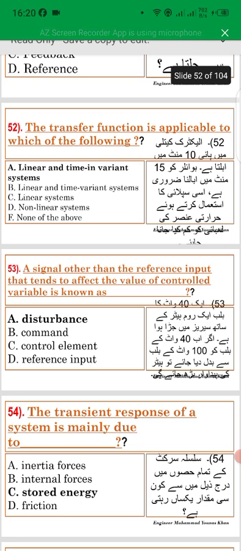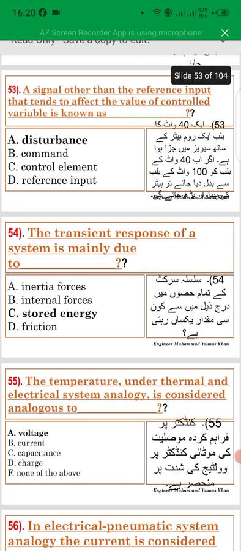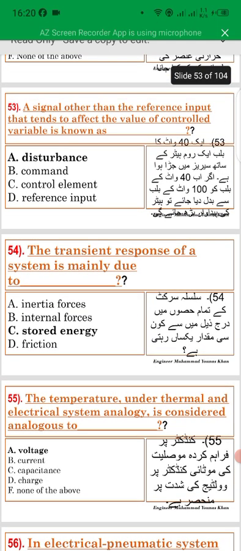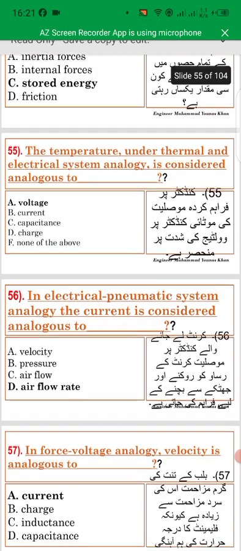The transfer function is applicable to which of the following? Linear and time invariant system. A signal other than the reference input that tends to affect the value of control variable is known as disturbance. The transient response of a system is mainly due to stored energy.